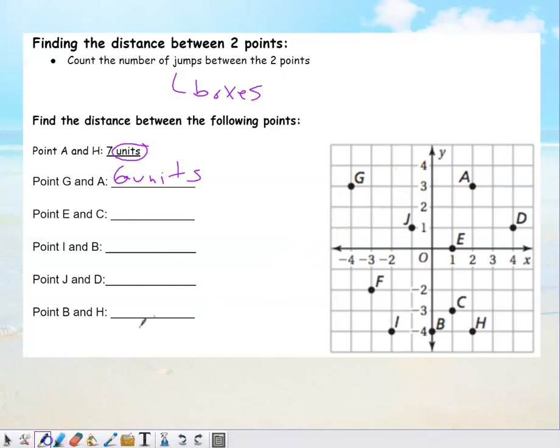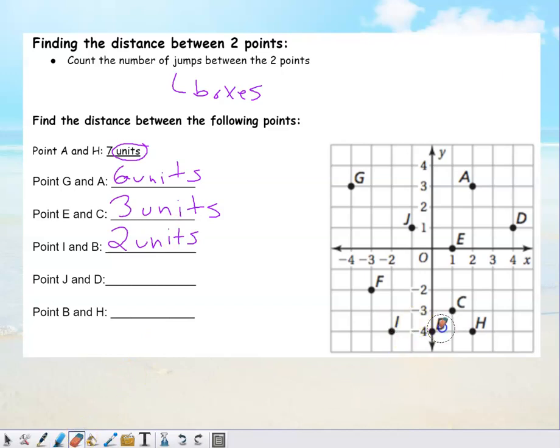Okay, E and C. We have E and C. Start at 1 point, count the jumps, 1, 2, 3. So that's 3 units. Point I and point B. 1, 2. 2 units.